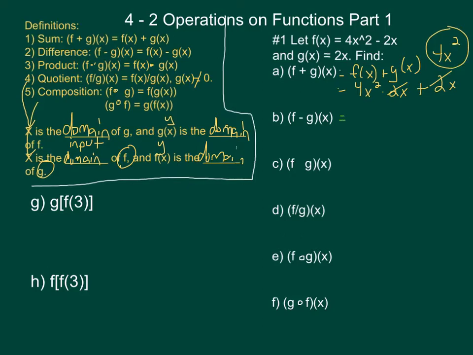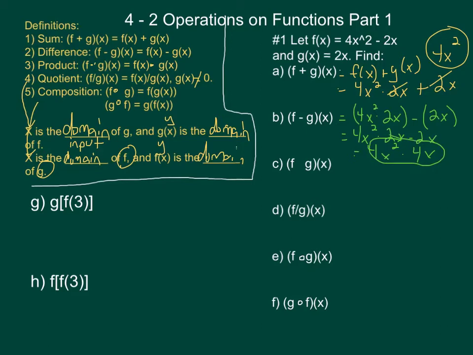Let's go to the second one. This is where you subtract them. So now you have f of x, which is 4x squared minus 2x. Put it in parentheses, it might help you. Minus g, and g is just 2x. Now the part people get caught up on here is if g of x has more than one term, they forget to distribute the negative. Here g only has one term. So this becomes 4x squared minus 2x minus 2x. Final answer, 4x squared minus 4x. There you go. You have just subtracted those functions.